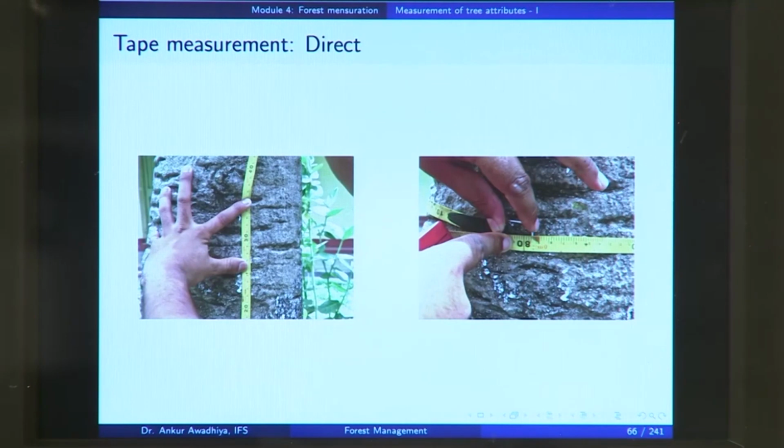The measurement is taken directly. If you want to measure a length, you just lay your tape on the tree to get your height of 1.3 meters, and at that point you make your tape go around the trunk to get the perimeter at breast height. You divide it by pi, and you get the diameter as d is equal to p by pi.